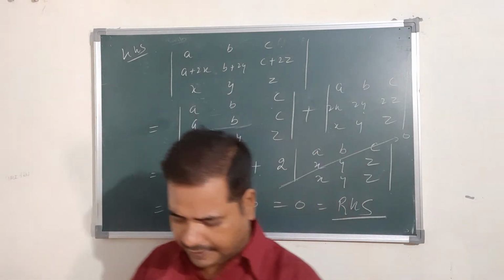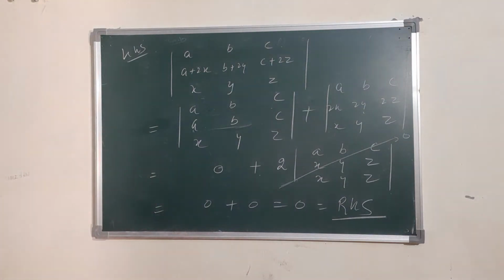Now the next property. Property number 6. This is the last and important property. See, property number 6.